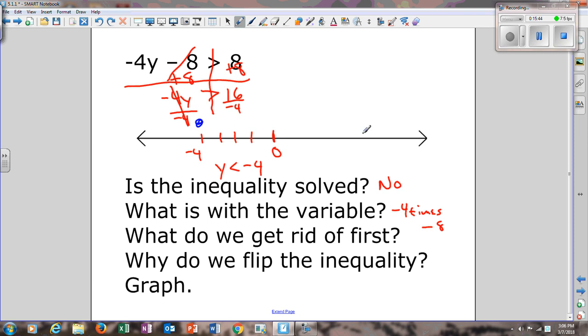So we have to draw an open dot here because it's just less than. You're going to shade to the left. And that's it.